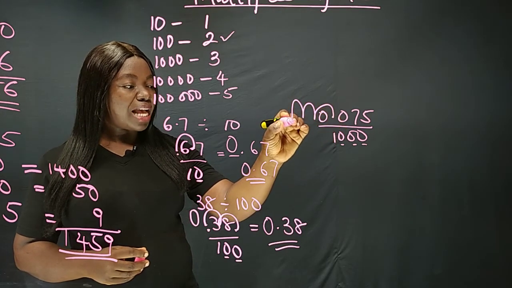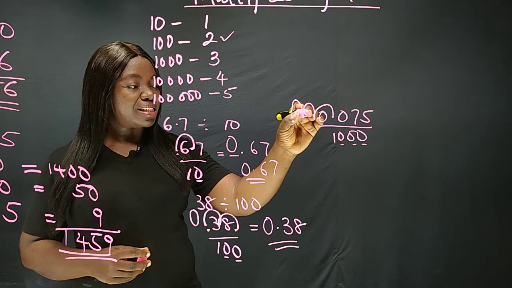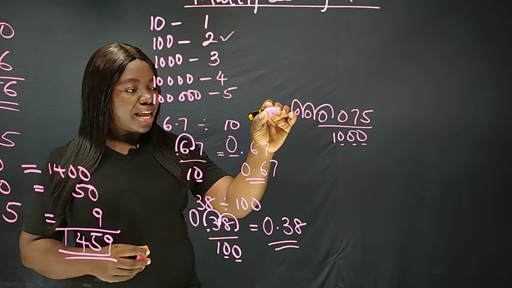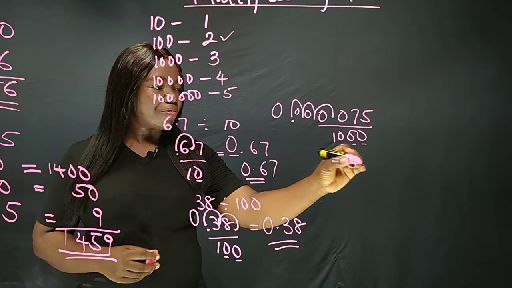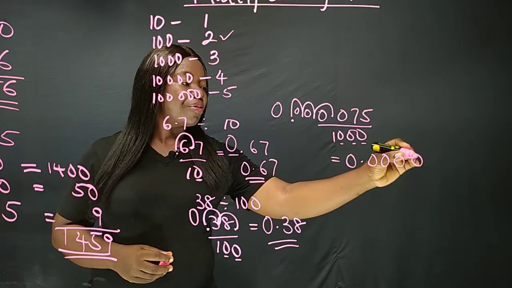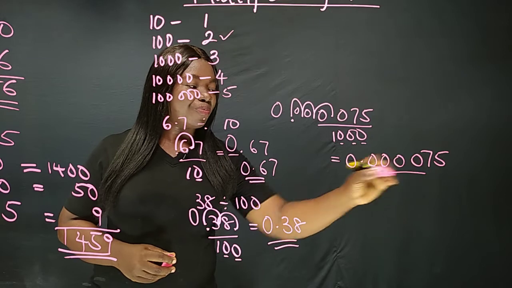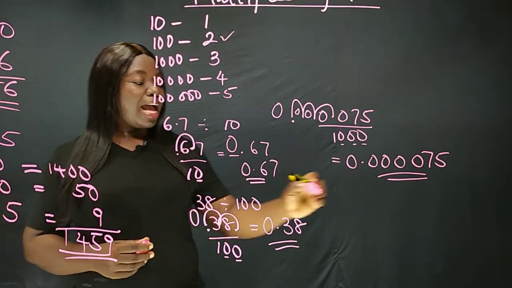So your decimal point has a new place, which is at this point. So you have 0 in these empty spaces. Then on the left hand side you have 0. So the answer is 0.000075.